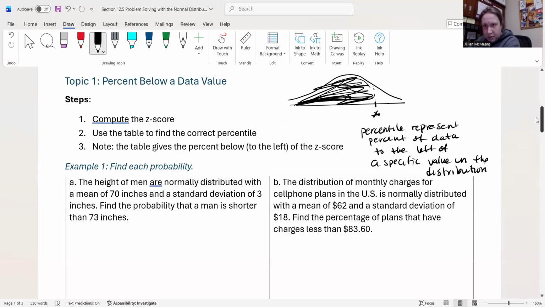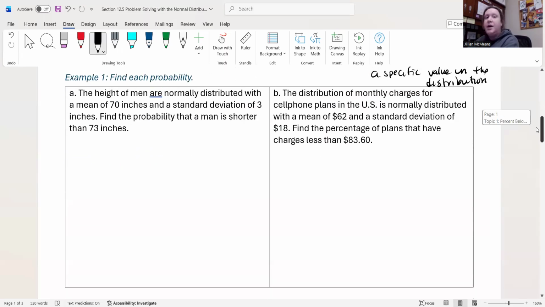Hold tight, let me scroll just a little bit. Okay, so it says for part A, the height of men are normally distributed with a mean of 70 inches and a standard deviation of 3 inches. I should have put in here the heights of men in North America, so just do know this means in North America. So the height of men in North America are normally distributed with a mean of 70 inches and a standard deviation of 3 inches. Find the probability that a man is shorter than 73 inches.